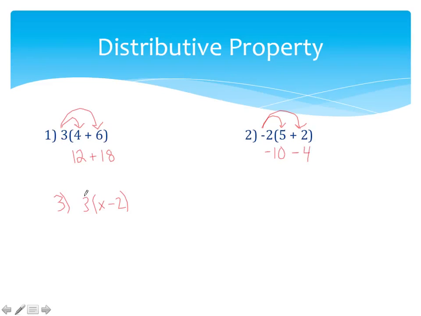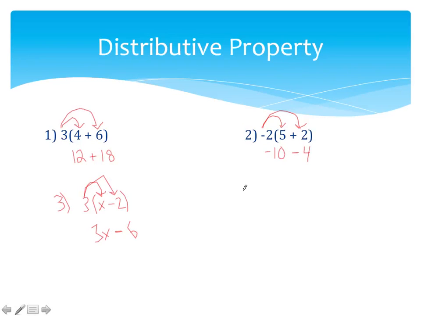All right, well, same rules apply. I take the number outside and I multiply it by each number inside. So 3 times x, this is a variable. We don't know how much this is worth. So we just stick them side by side, indicating that we're going to multiply them. 3 times x gives us 3x. And then 3 times negative 2, a positive times a negative is a negative, and 3 times 2 is 6. So 3 times the difference between x and 2 is 3x minus 6 once I've used the distributive property.